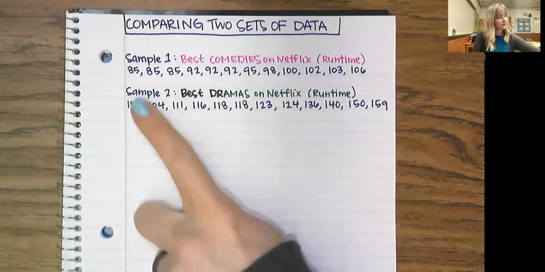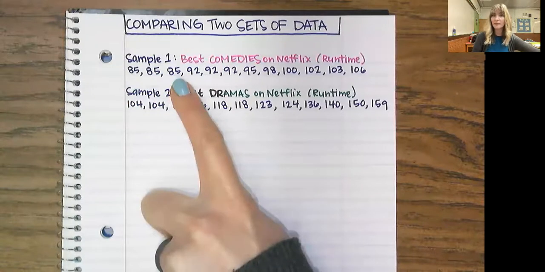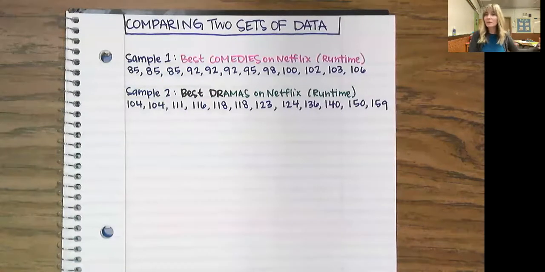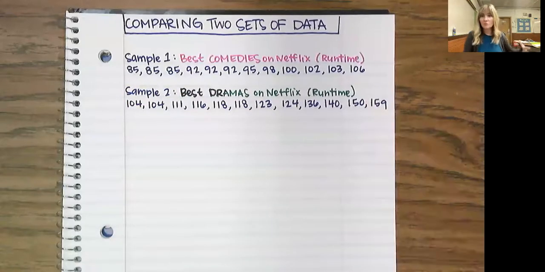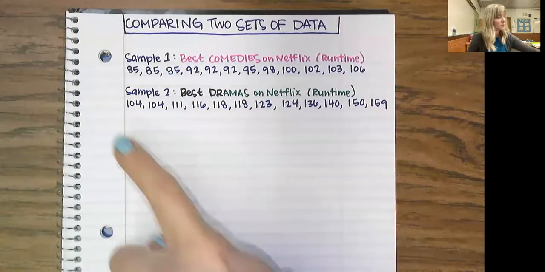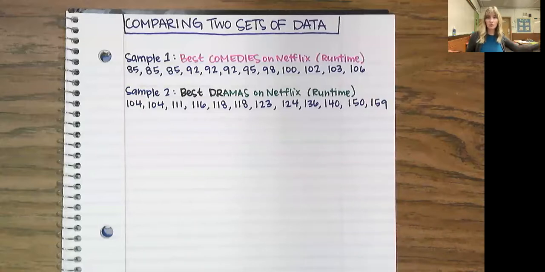So what you're looking at here is what we call the runtime in minutes. So 83 minutes, 60 minutes is an hour, right? So 83 minutes is 1 hour and 23 minutes, 85 minutes. Okay, so there's 12 there. When you're done, count and make sure you got all 12 of them. So I picked 12 comedies, 12 dramas. And we are now going to compare this data. A lot of what we're going to do in this particular standard is what we did in the last standard. We're just doing it with two sets.